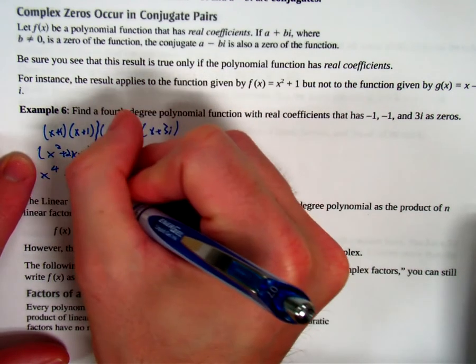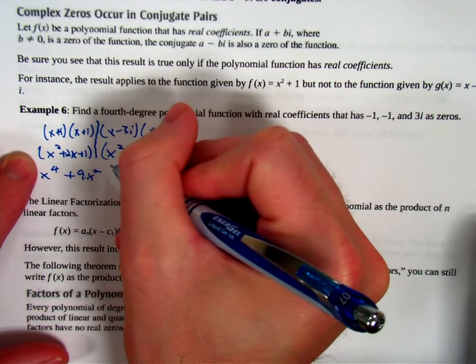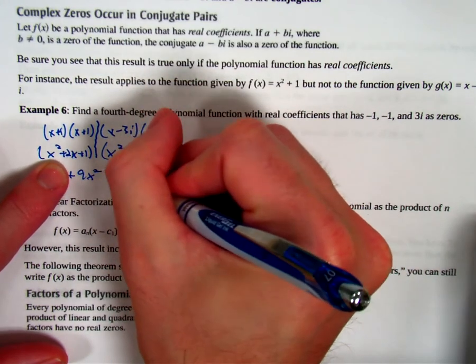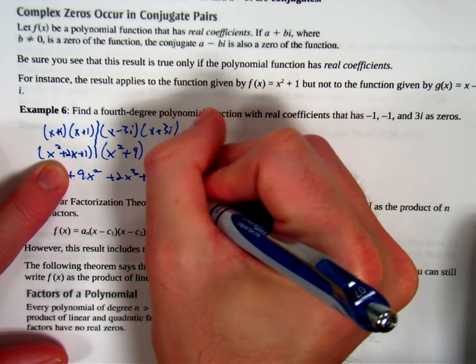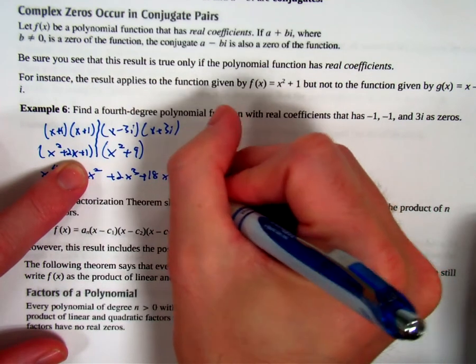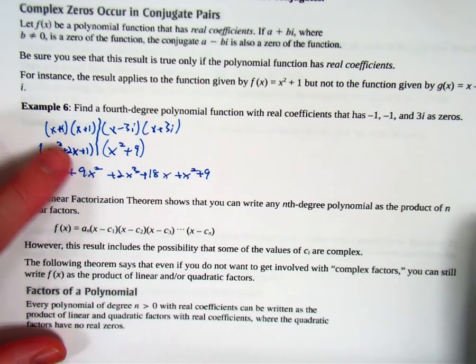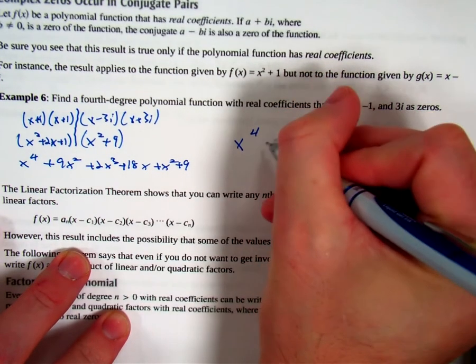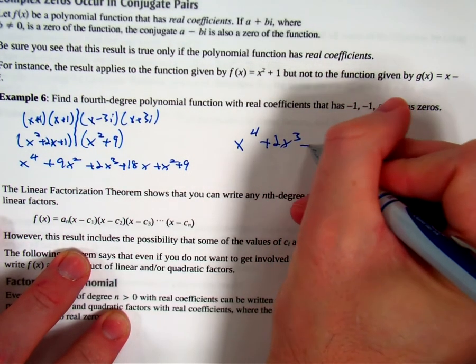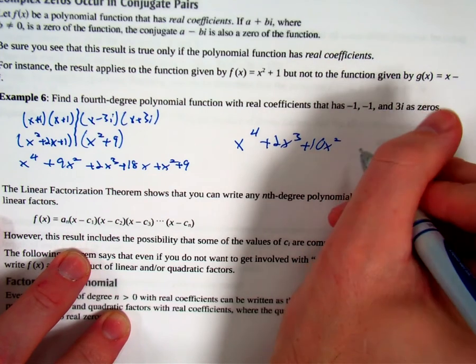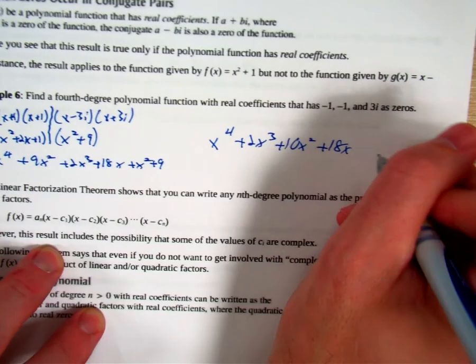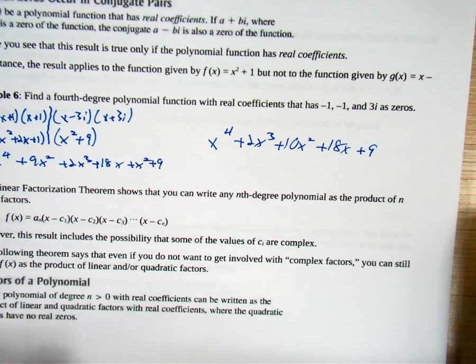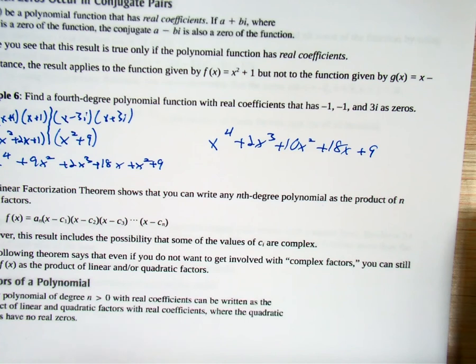This one to both of those. Then this one to both of those. And then this one to both. And we put all that together. Ta-da! x to the 4th plus 2x cubed plus 10x squared plus 18x plus 9.